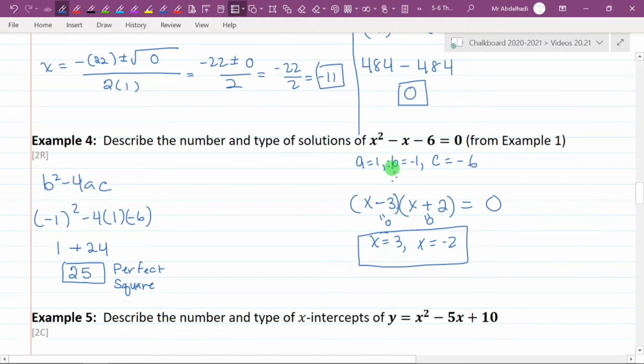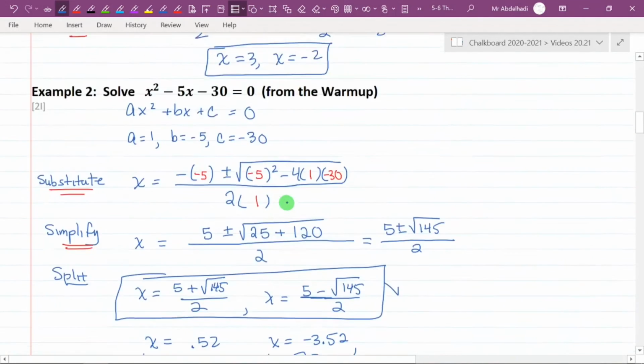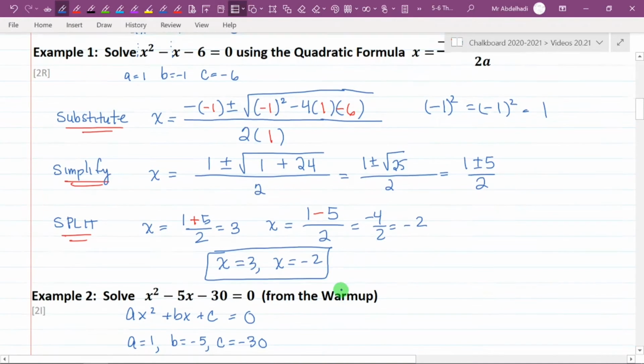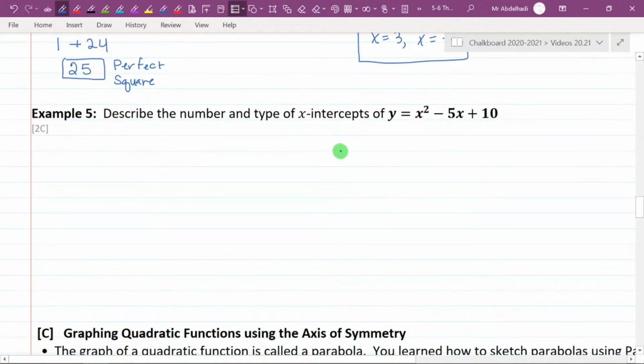And you see that was nice and quick compared to when we did it with the quadratic formula up here. Okay, where was it? Here it is. All this work to get x equals 3 and x equals negative 2. But since we know that this was factorable because of the discriminant, we save time. And there it is. All right, one more of these and then we're going to go on to the next section.